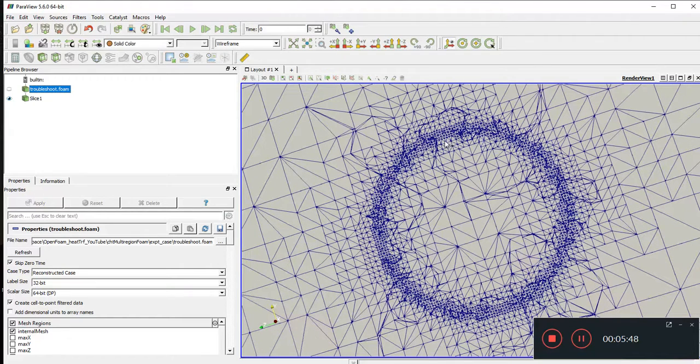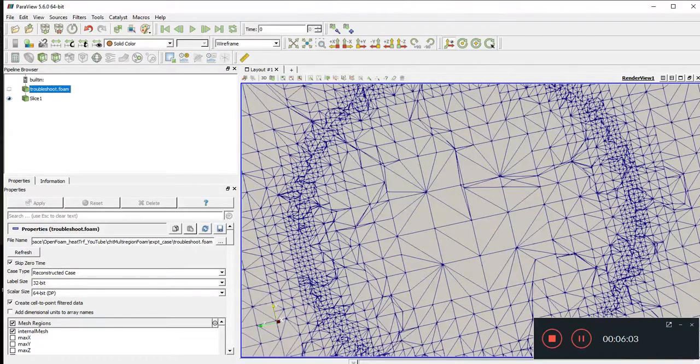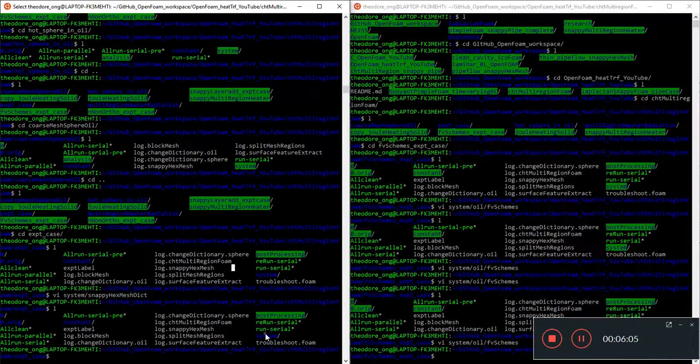And remember, just keep this in mind: the sphere is supposed to be 500 Kelvin, and the fluid is supposed to be 300 Kelvin. When I started this, it gave me a very funny result. So what I do after meshing, I have a log CHT multi-region form here. I'll show you what the results are like.